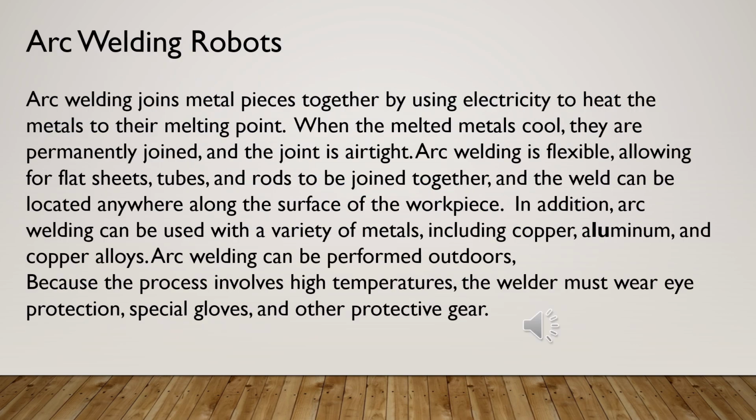Arc welding robots. Arc welding joins metal pieces together by using electricity to heat the metals to their melting point. When the melted metals cool, they are permanently joined, and the joint is airtight. Arc welding is flexible, allowing for flat sheets, tubes, and rods to be joined together, and the weld can be located anywhere along the surface of the workpiece.